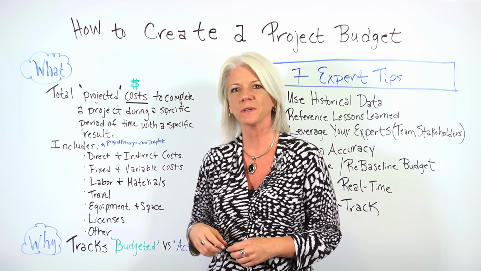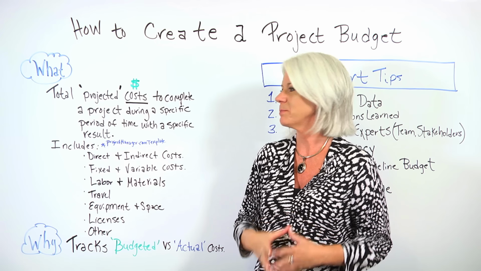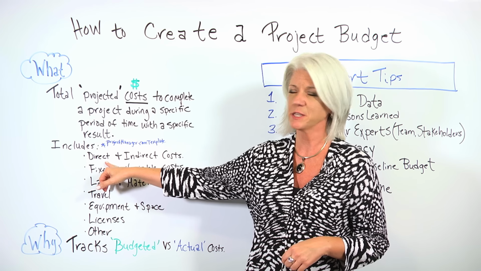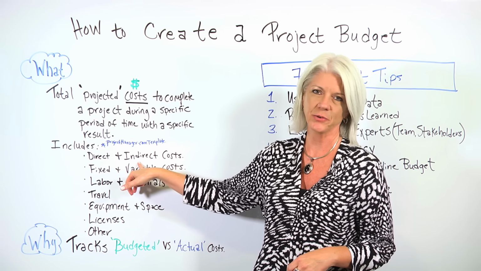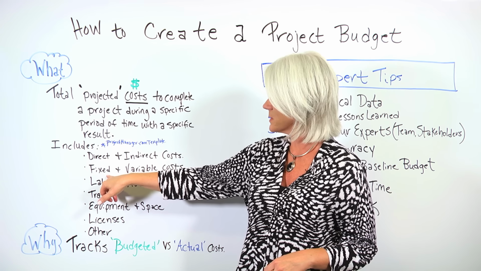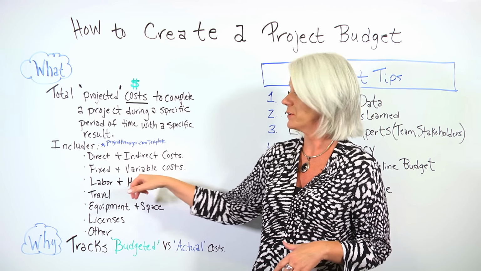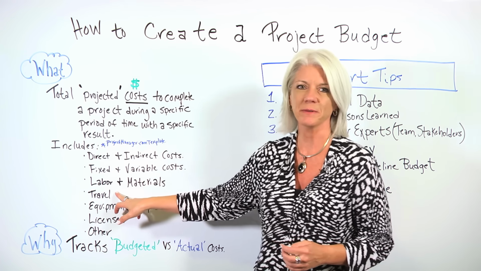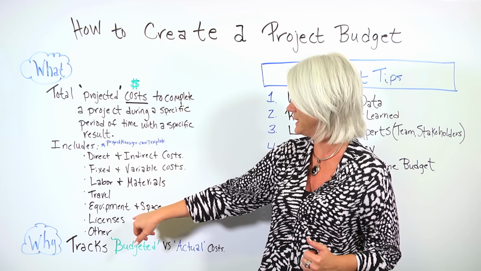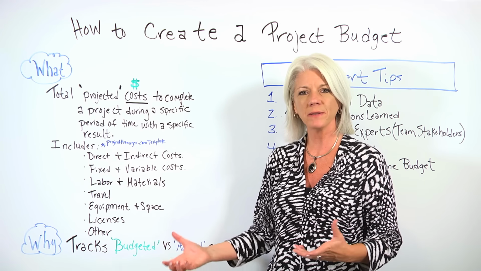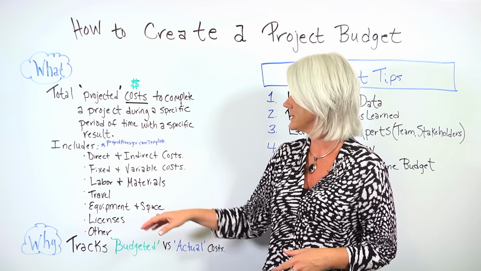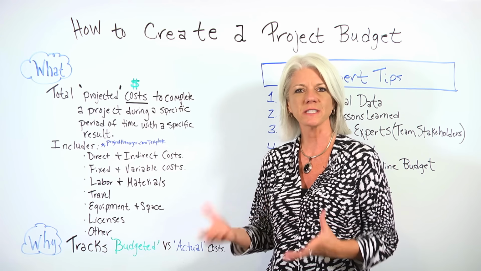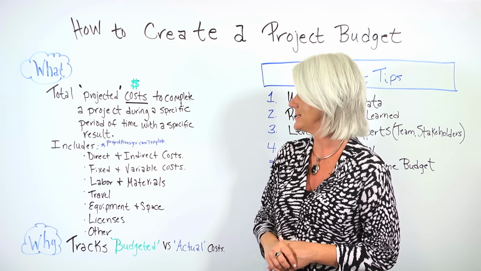We want to be sure that we include several components. First of all, we want to include the direct costs directly related to the project, as well as any indirect cost as well. We also want to include fixed and variable cost, any labor and materials, as well as travel. There may be some travel related expenses we need to include, as well as equipment we may need, and any space, any leases or license costs. And there may be some other costs as well, but these are just a few ideas.